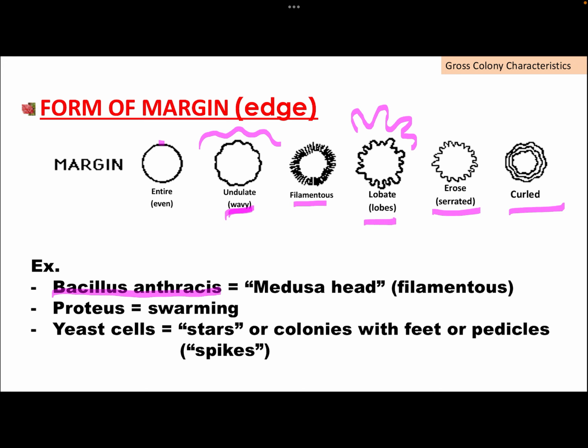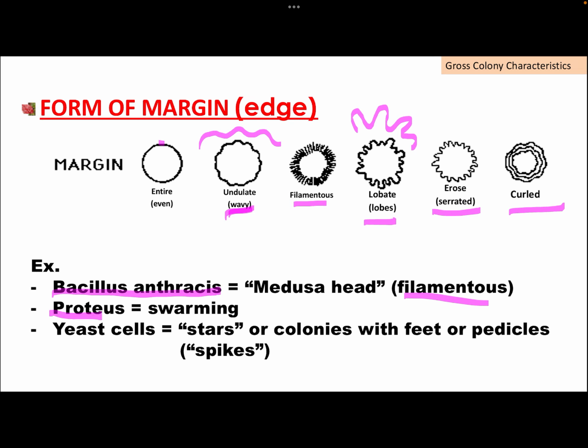When you pick up a colony of Bacillus anthracis, spread it on a glass slide, and look at it under the microscope, you can see medusa head colonial characteristics because of the interlacing. I don't know if that's the correct term, but the Bacillus anthracis are usually overlapping each other, and you can observe medusa head colonies on the microscope. So it's again filamentous when you check the individual colonies.